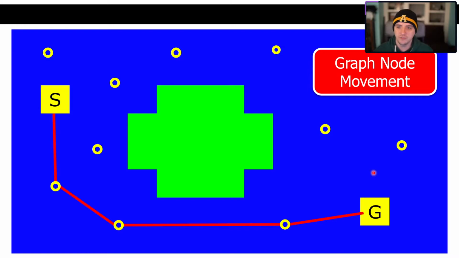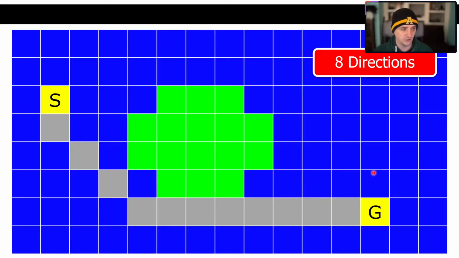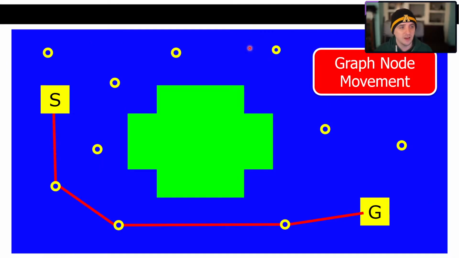Also, we could have something like graph node movement. Rather than a fixed grid structure, and a grid is a graph in a way, a special case of a graph where we have a node at the middle of each of these grid locations, we could have an arbitrary graph structure where we no longer have fixed distances between points, but instead we can put graph nodes wherever we want.